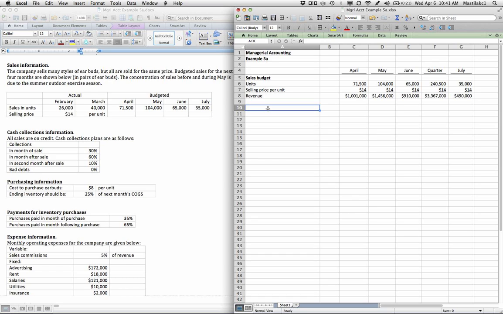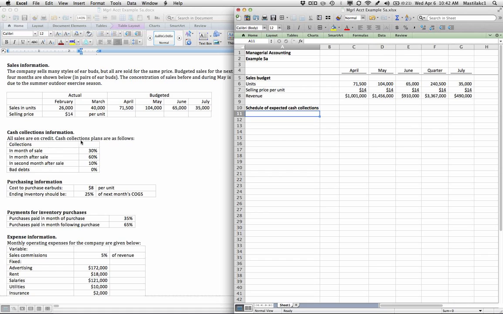But actually collecting the cash is extremely important as well. And we have to know our collections history and our collections policies. And we need to be able to predict when cash will come in. So the next thing we're going to do is our schedule of expected cash collections, or cash collections budget.